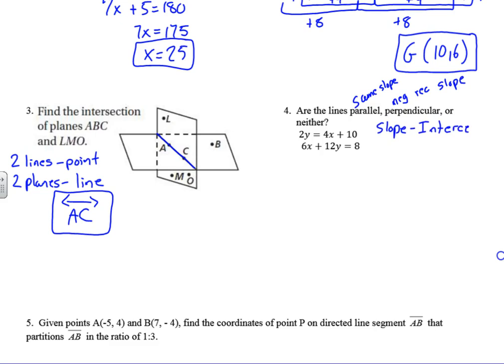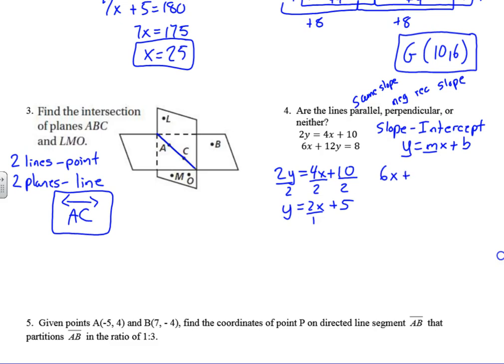That's how we're going to figure out what the slope is. So y equals mx plus b. I'm trying to figure out what m is. If we take our first equation, 2y equals 4x plus 10 and divide everything by 2, we get y equals 2x plus 5. Sometimes people like to write it as 2 over 1.